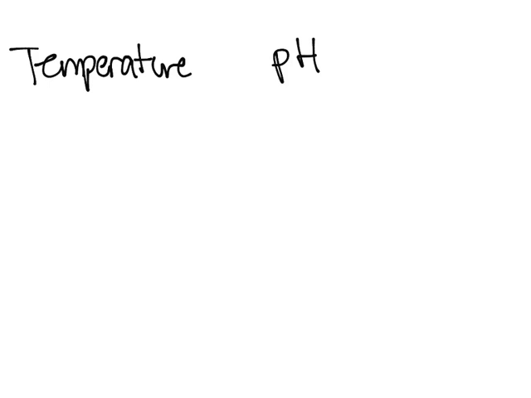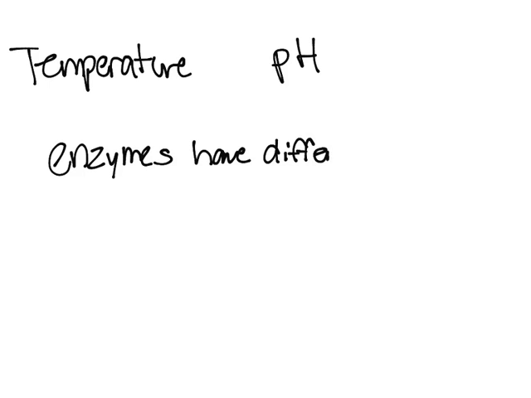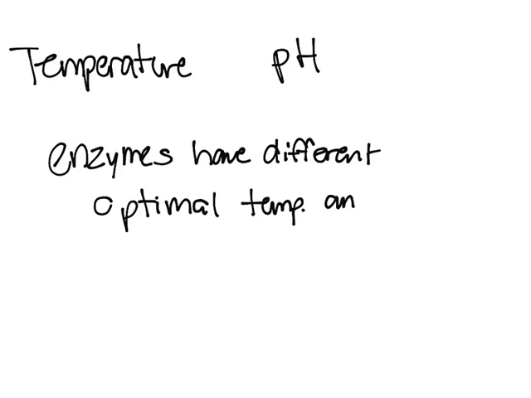And so enzymes have different optimal temperatures and pHs. An example of different temperatures is we have enzymes that generally function best around body temperature, while some bacteria have enzymes that function best at like boiling point, or like 100 degrees Celsius, even higher.